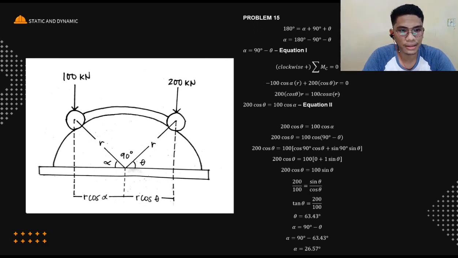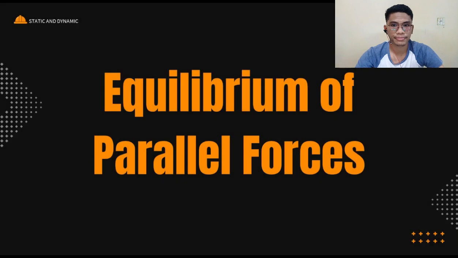So, 180 degrees is equals to alpha plus 90 degrees plus angle theta. So, ang gawin po natin is si alpha po, ilabas po natin siya, or yun po yung hanapin natin. So, alpha is equals to 180 degrees minus 90 degrees minus theta. And then, 180 degrees minus 90 degrees is equals to 90 degrees. So, our equation number 1 is alpha or angle alpha is equals.